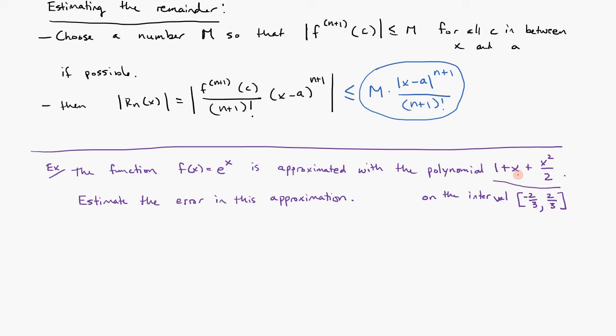However, we notice this Taylor polynomial is of second degree. So 1 plus x plus x squared over 2 is a second degree polynomial. So this is p2 of x. And so the n we're interested in is n equals 2. Okay, so we want to find the remainder. In this case, because n equals 2, we take r2 of x.